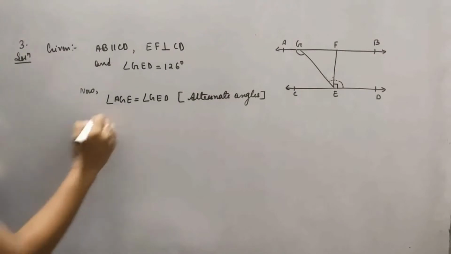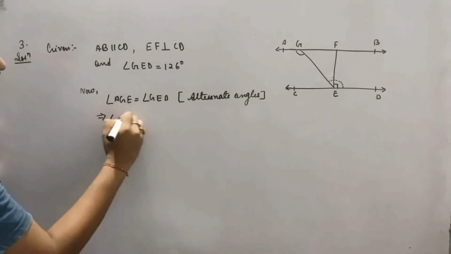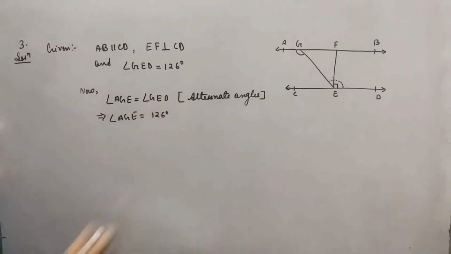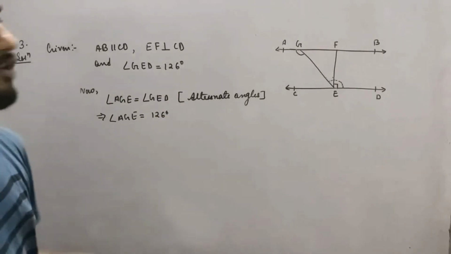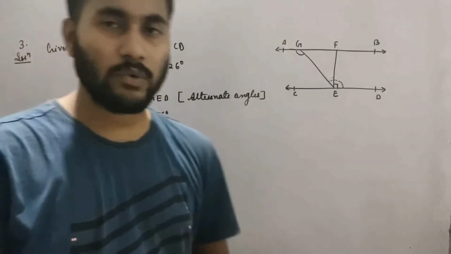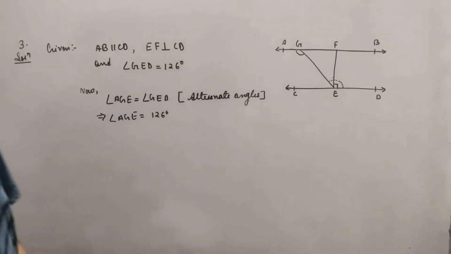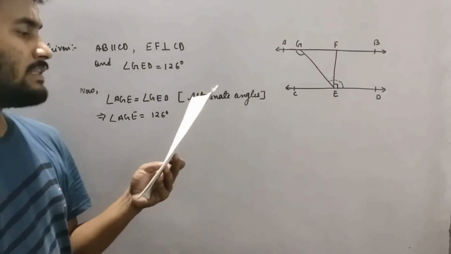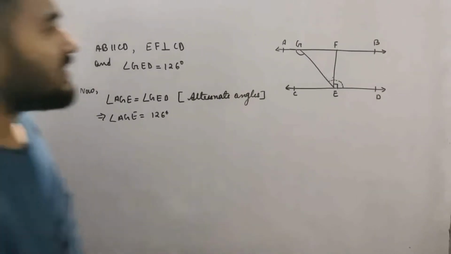Okay, done. So which implies angle AGE will be equal to what? 126 degree. So one angle we have got. This angle is how much? 126 degree. Okay. So now the next angle is what? What is the next angle that we have to find? Angle GEF.